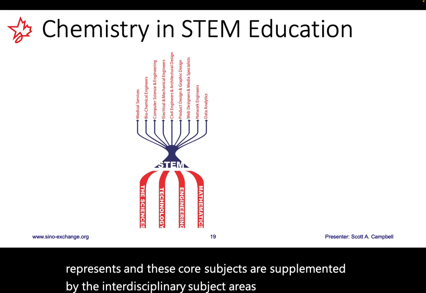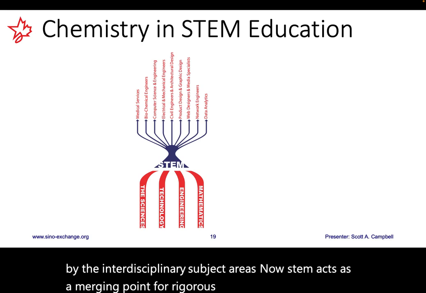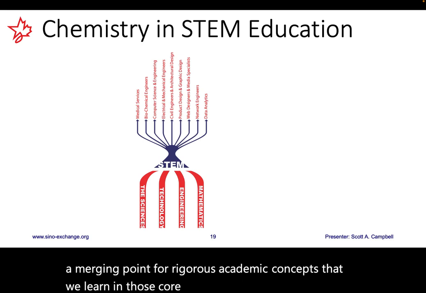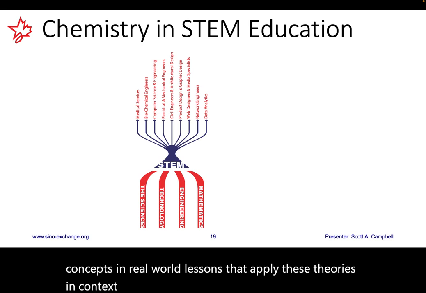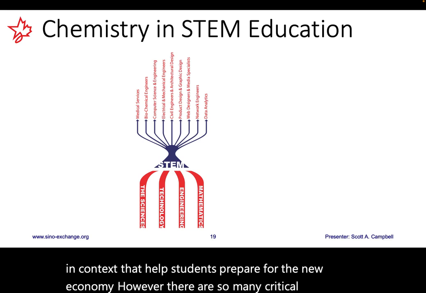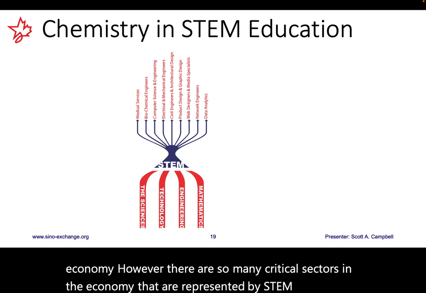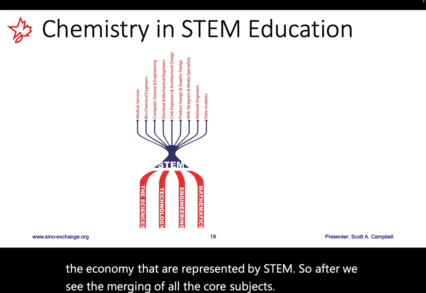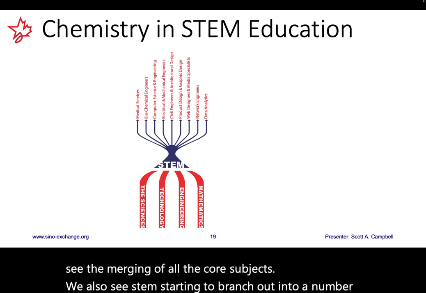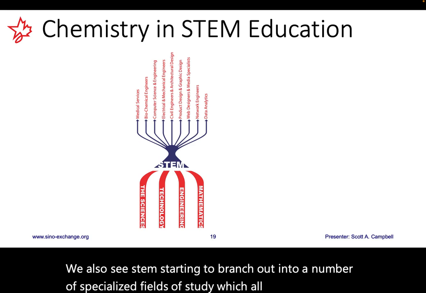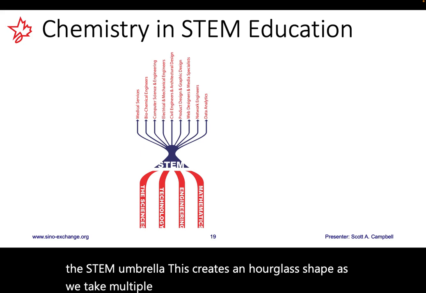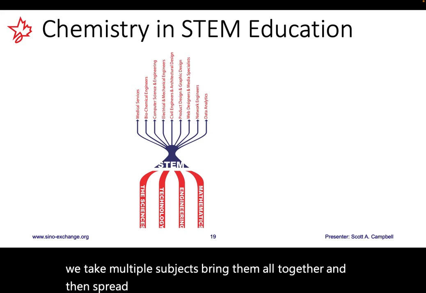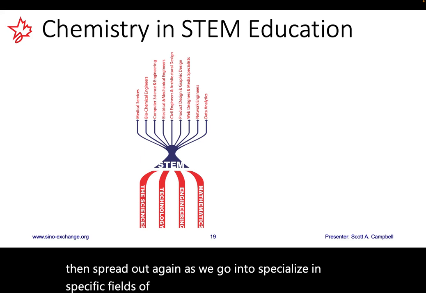Now, STEM acts as a merging point for rigorous academic concepts that we learn in those core subjects as we apply these concepts in real-world lessons that apply these theories in contexts that help students prepare for the new economy. However, there are so many critical sectors in the economy that are represented by STEM. So after we see the merging of all the core subjects, we also see STEM starting to branch out into a number of specialized fields of study, which all fall under the STEM umbrella. This creates an hourglass shape as we take multiple subjects, bring them all together, and then spread out again as we go on to specialize in specific fields of study later on in life.